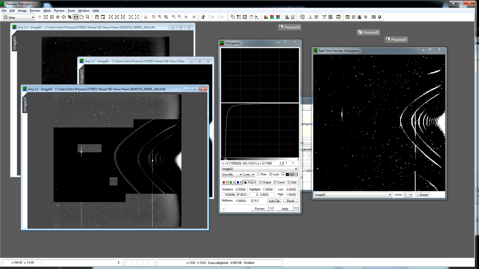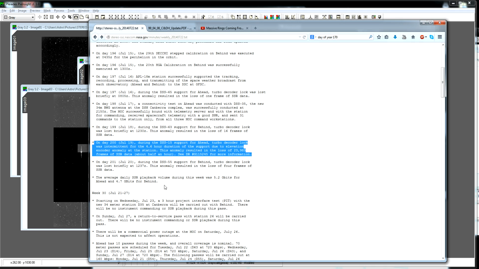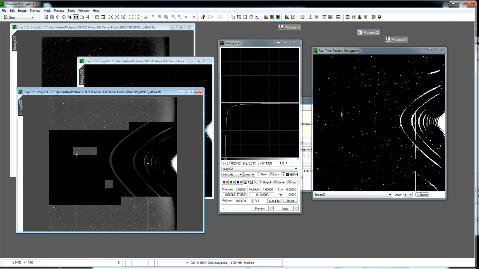Normally, sometimes they do experience some data loss. Normally, it's only small portions of an image, and so if we look, for instance, on the previous day, they lost 16 frames of data. Well, they lost a lot more data this day due to a problem with their elevation encoder, which caused the signal to be intermittent for about 4.5 hours. So, unfortunately, what we're left with is an image that has only 16-bit encoding on a large portion of it. And when you try to calibrate that using a 32-bit image, you end up getting rings, but it's just an anomaly of the processing. It's not an actual anomaly in space.